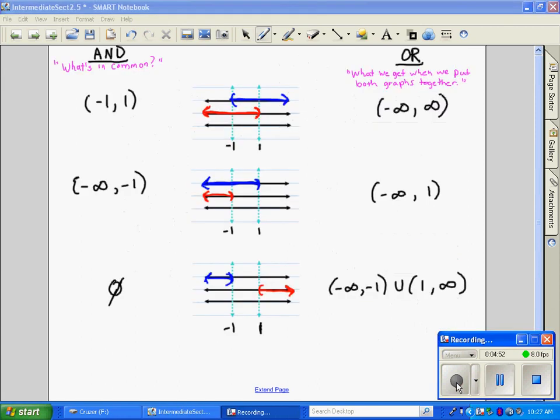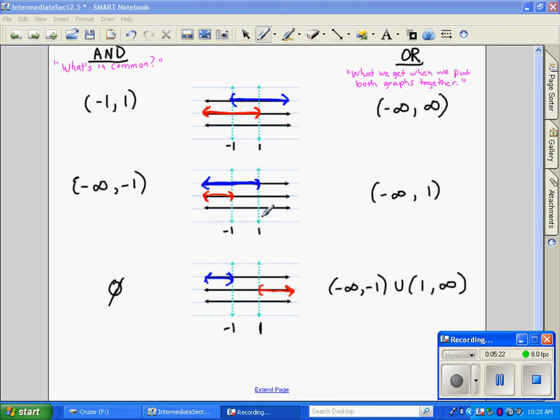Okay, this page is just going to try to help us sum things up. We're going to look at this graph in the middle. I'm going to ask you the intersection, which is AND. What do these two have in common? And we would graph that. Interval notation of that answer would be -1, 1. The union of these two, of that same graph, is going to give us the interval notation -infinity to +infinity.